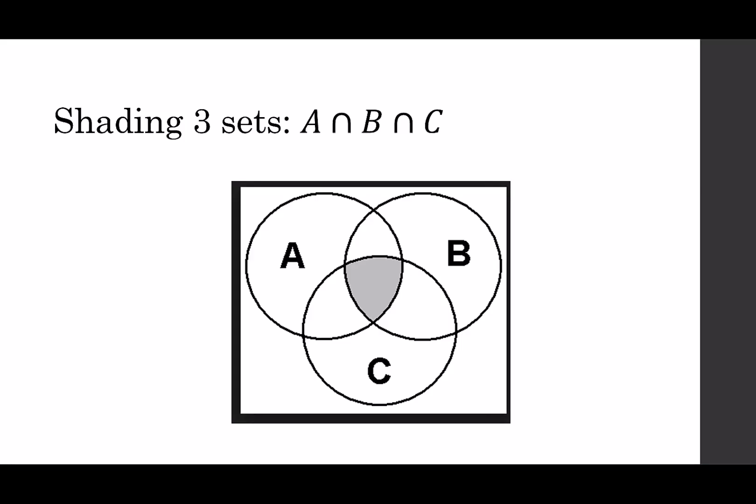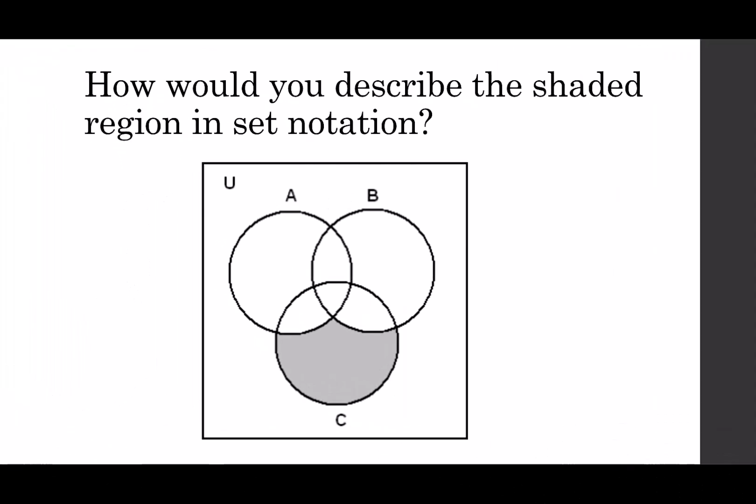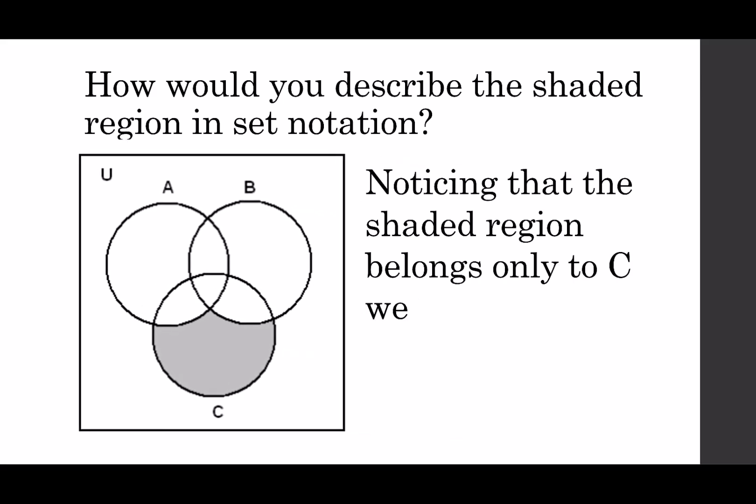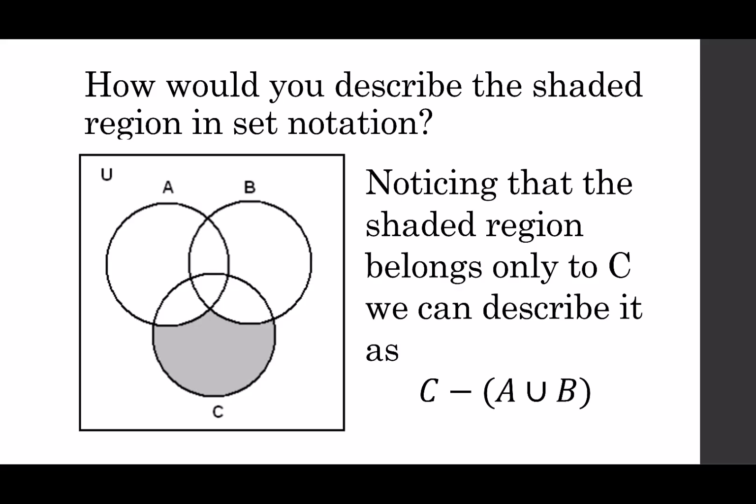Shading isn't limited to two sets. We could add in a third set, which I'll call C. In the picture, you can see I shaded A intersect B intersect C, so it's the region where the three circles overlap. How would we describe the shaded region below? You should notice that the shaded region only belongs to C. So we have C, but we've taken away A and B. We can write that as C minus A union B.